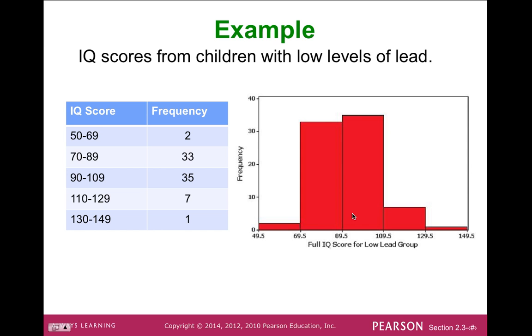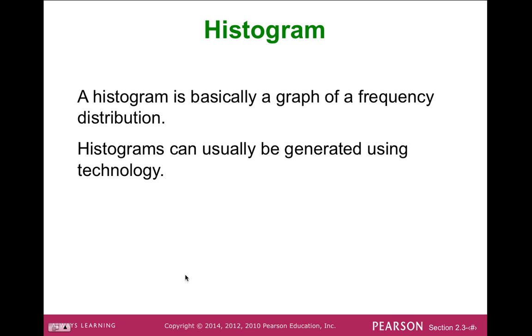Let's look at the next class. We have 69.5, which is again the border between these two classes, to 89.5, which is the border between these two classes. And we see that that should be 33. So let's look at how it's graphed. Here's 30, there's 40, so this is 33, and so on. 35, 7, 1 to represent your frequencies. And that's really all that a histogram is.